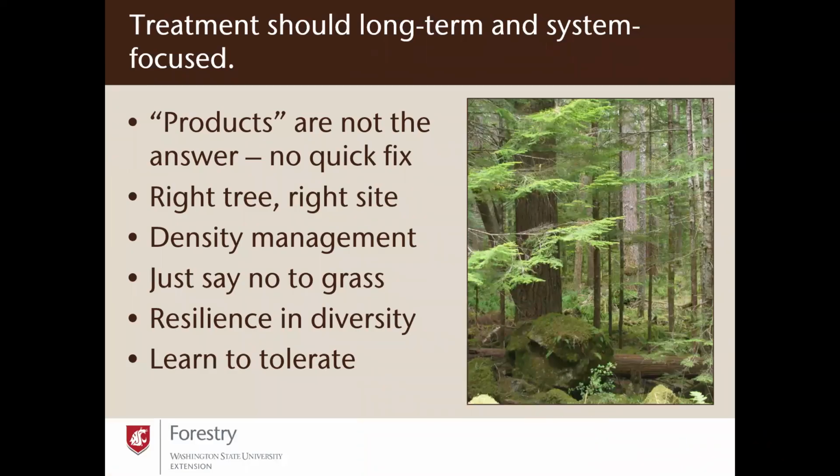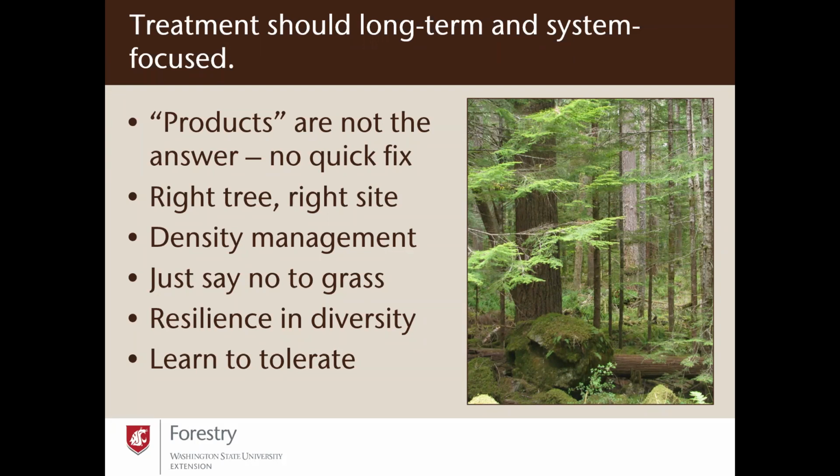What can we do? Well, what we can't do is a quick fix. Products aren't the answer. It's not like a rose bush where you go to the big box store and you find something you spray it with and black spots go away. It just doesn't work like that with the forest. Instead, we need to make long-term changes to the trajectory of that forest and think in terms of the system and not the individual trees.